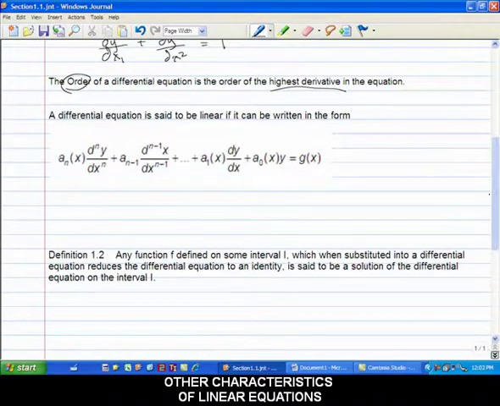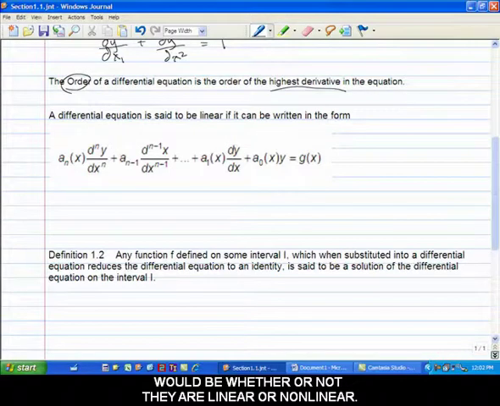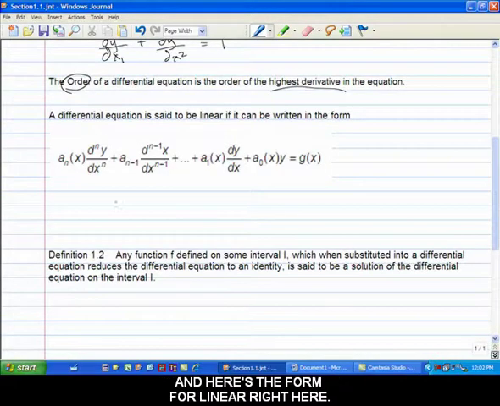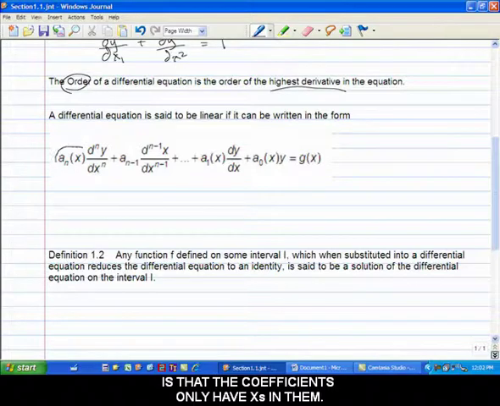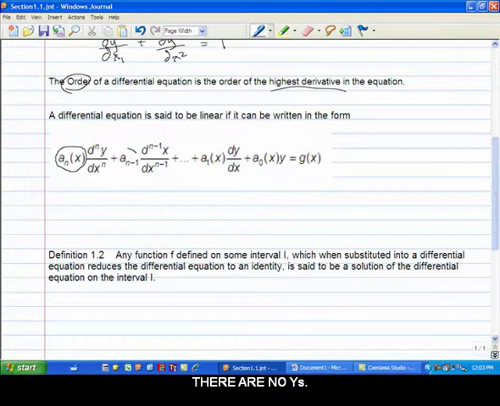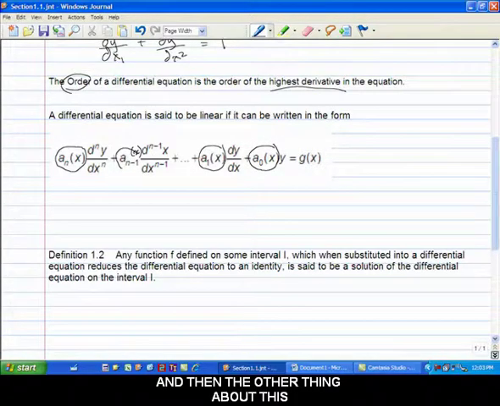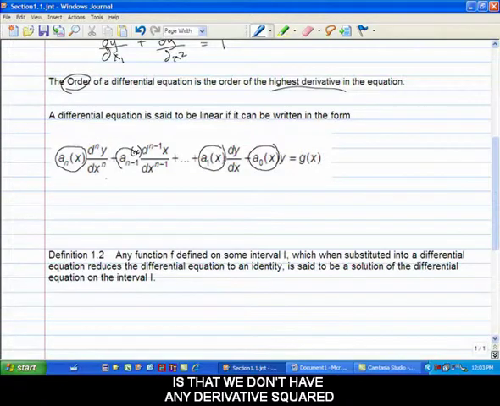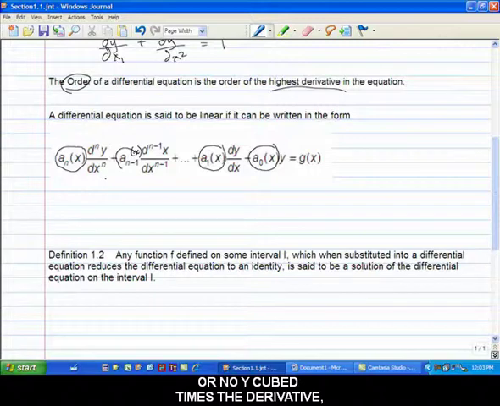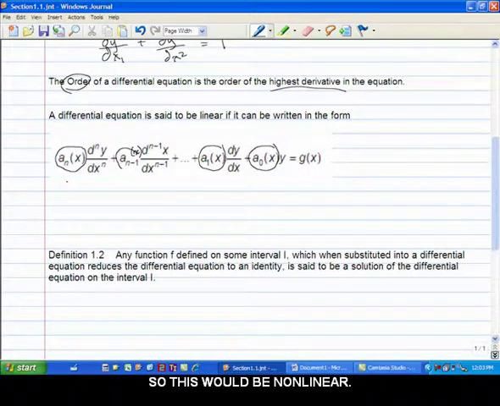Other characteristics of differential equations would be whether or not they're linear or nonlinear. And here's the form for linear, right here. And when you look at the form for linear, some things that you might notice is that the coefficients only have x's in them. There are no y's. This should be a function of x. And then the other thing about this is that we don't have any derivative squared or y cubed times a derivative, none of that. So this would be nonlinear.